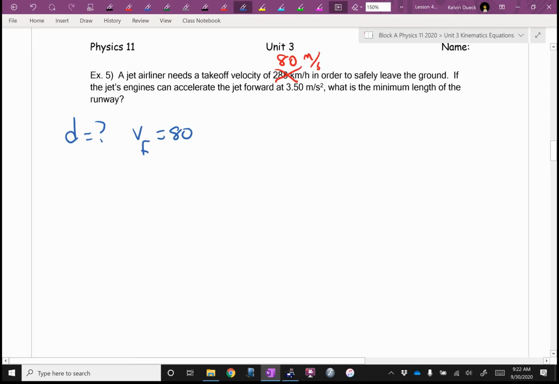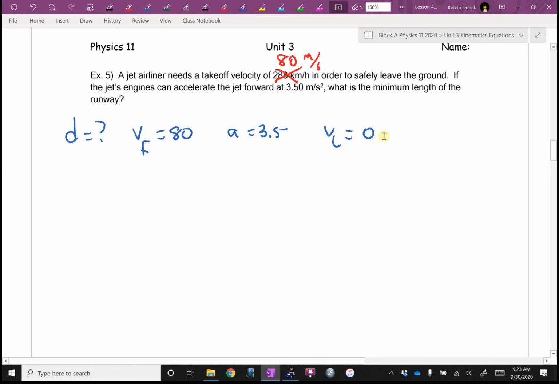What's that 3.5, Ariana? Yep. Problem, Mr. Duick. I only know 2 things. I need 3 things to find the 4th. What else do I know, even though the question didn't tell me? I've never seen a plane take a running start on a runway. They come to a stop because they got to wait for clearance. So I think we can safely say that. Fair? Yes?